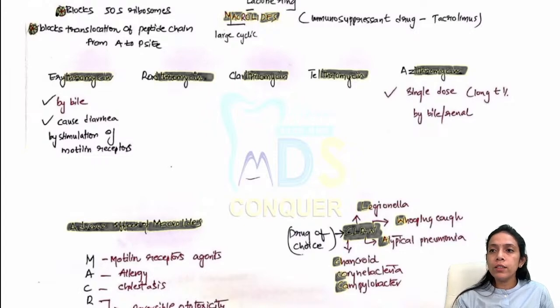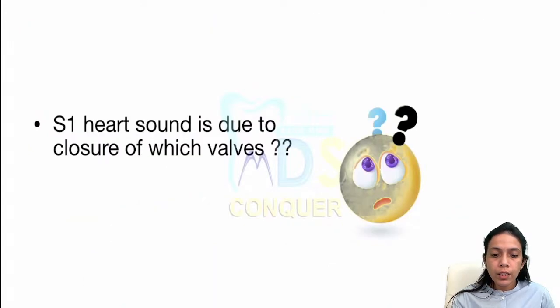Whooping cough is the other name for pertussis. So what is the drug of choice? The patient will be coughing, and the sputum is scanty. Such a type of question will be asked: what is the drug of choice? So you have to go for whooping cough, and the drug of choice is any of the macrolides. Next question.